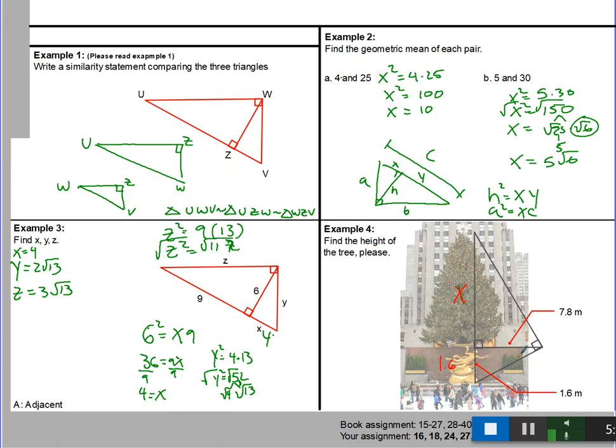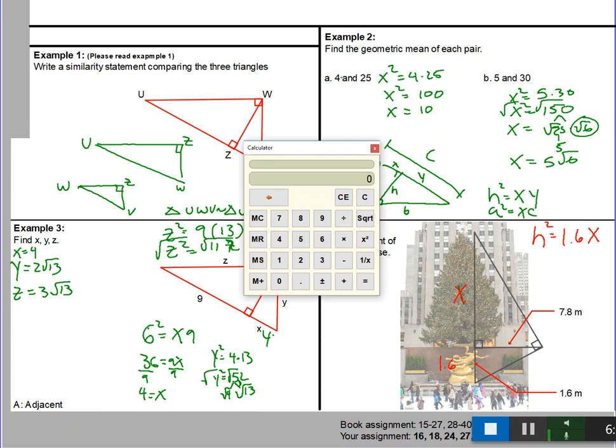But we don't need that because we know that using the geometric mean, the height squared is equal to this side times this side. All right, so 1.6 times x. The height is 7.8. I don't know 7.8 squared off the top of my head. So 7.8 squared, and I'm going to now divide it by 1.6. And so the height is 38 meters.